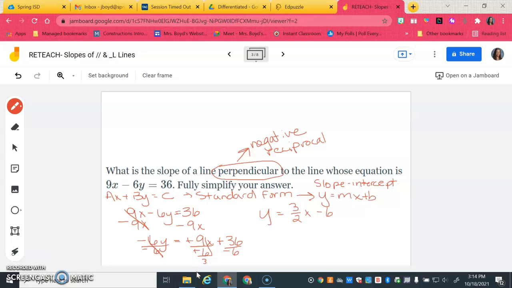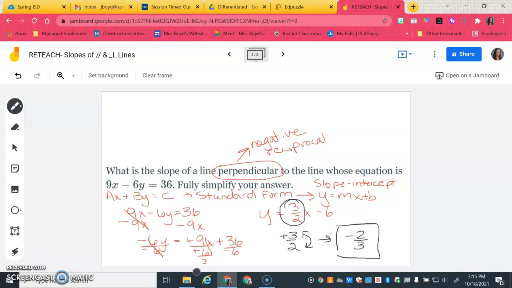Now what I really need from here is the slope. And it's got to be perpendicular. So I need to take that slope and flip it. So 2 over 3. This slope was positive, so this slope needs to be negative. So my answer is going to be negative 2 over 3. That is the slope of the line perpendicular to the line whose equation is 9x minus 6y equals 36. And I did fully simplify my answer because 2 and 3 are both prime numbers and I can't divide out anything else.